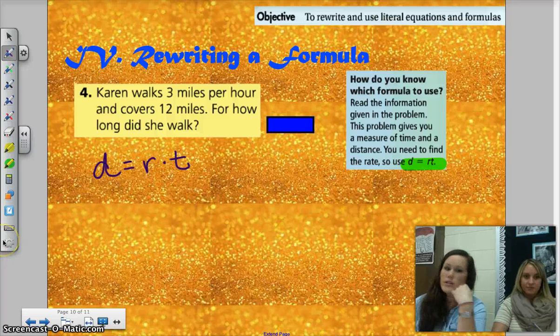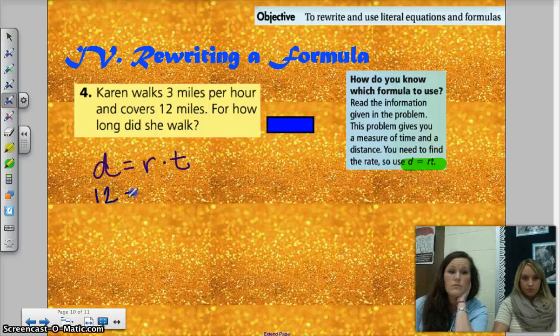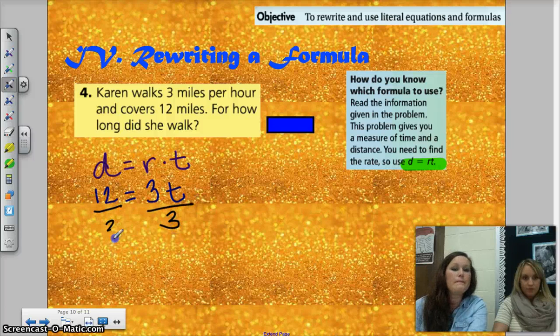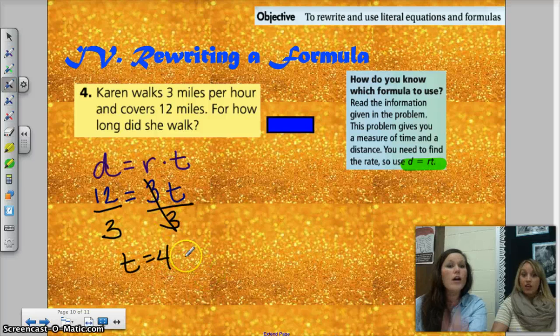So let's plug and chug. What's the distance that she walked? 12 equals, and then her rate was 3 miles an hour. So 3 times the time, which is what we're trying to solve for. Well, that's easy. I can do this in my brain. T equals 4 hours, right? Because that's the time amount.